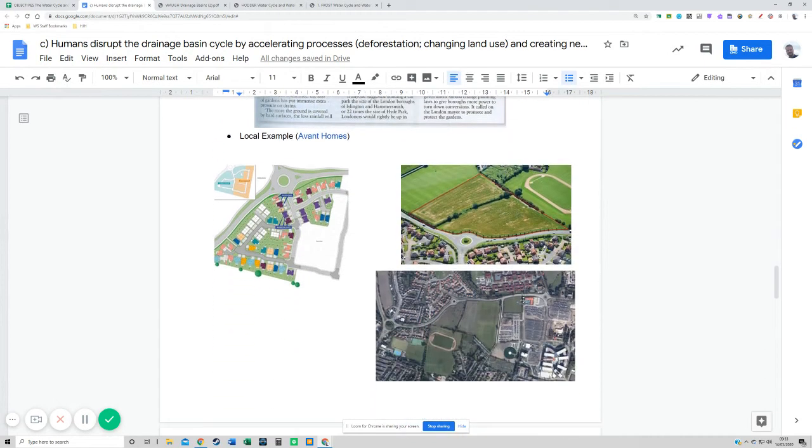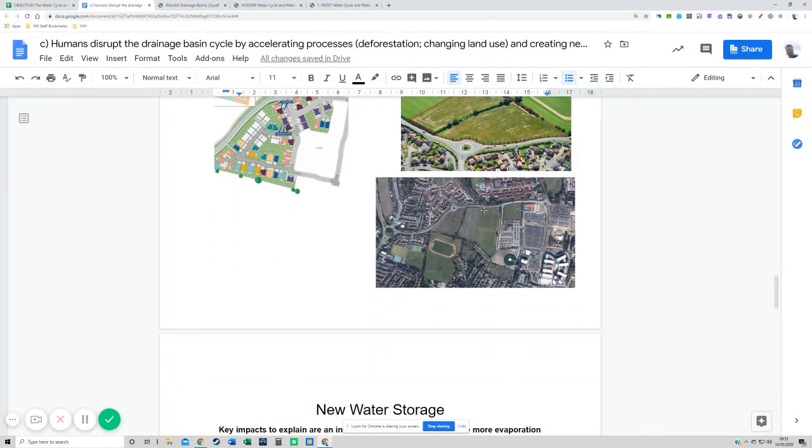There's a local example here of where they're building homes. This is around the back of Pinderfields Hospital in this green area. Those homes, instead of having fields which would have a reasonable infiltration rate, you put tarmac on that, and it will stop those fields absorbing that water. So soil moisture storage will go down, infiltration rate will have decreased, and the water will go straight over the surface to the river. It's accelerating the processes and causing flood risk at the same time.